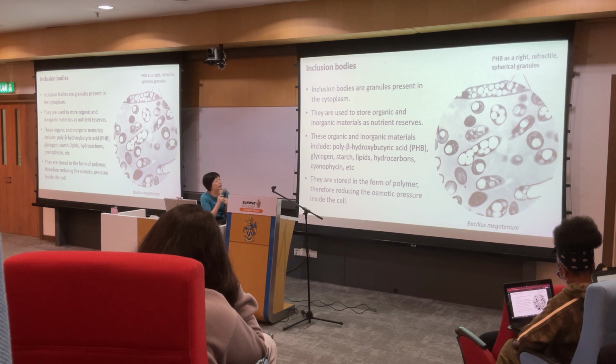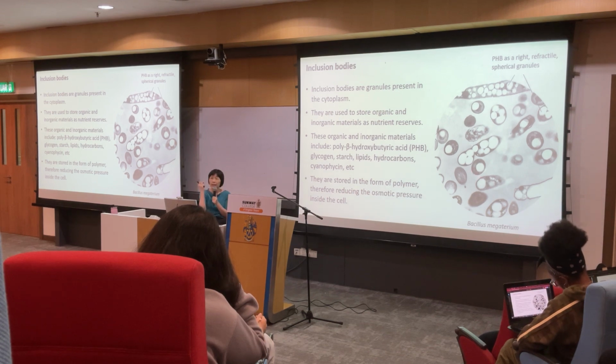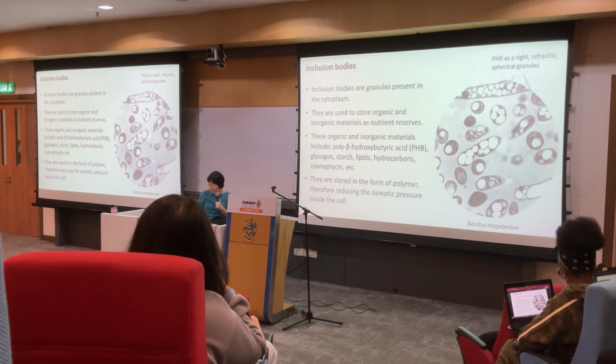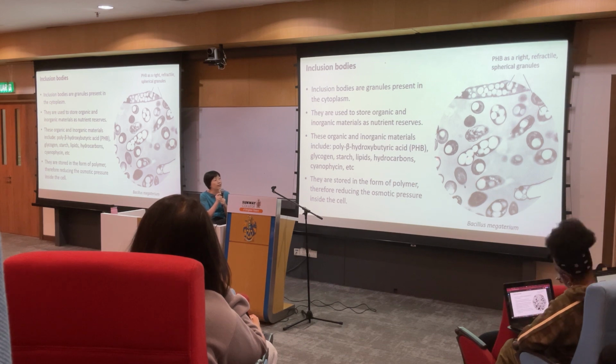And this is how they store everything, in the form of polymer, right? One more thing is that they are formed as a polymer because if they were stored as soluble material and not polymer, they would create a lot of osmotic pressure inside the cytoplasm. That's why they form a solid polymer and reduce the pressure inside the cells. If you store a lot of water in this granule, eventually the cell may burst.